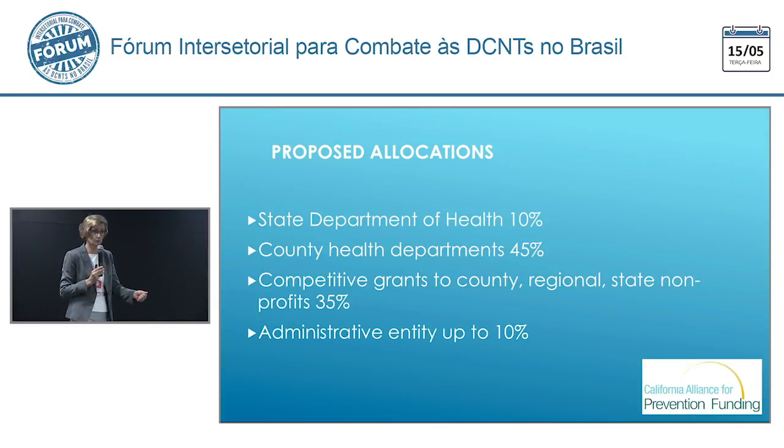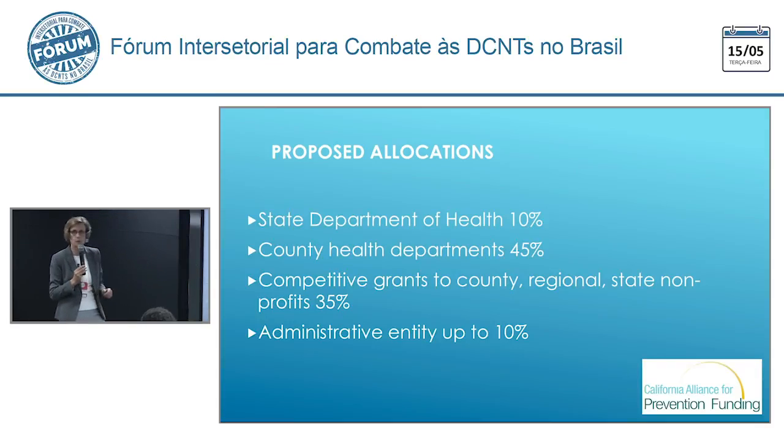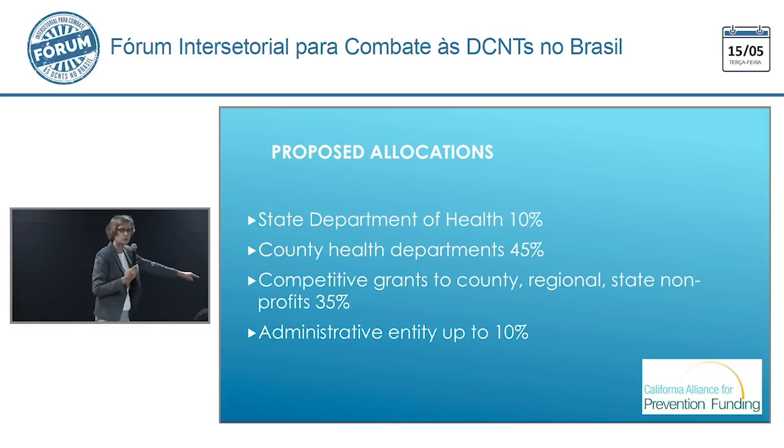They would need to submit a work plan, but they would be guaranteed funding every year so that they could build on and sustain programs to address chronic disease, because we know that that's a long-term effort. We're not going to reduce rates of tobacco. We're not going to fix the influence of poor education on diet and health overnight. So this is some place where we feel like we need sustained funding. 35% would be for competitive grants to county level, regional level, and statewide nonprofits. And then the administrative entity that's managing the fund would get up to 10%.